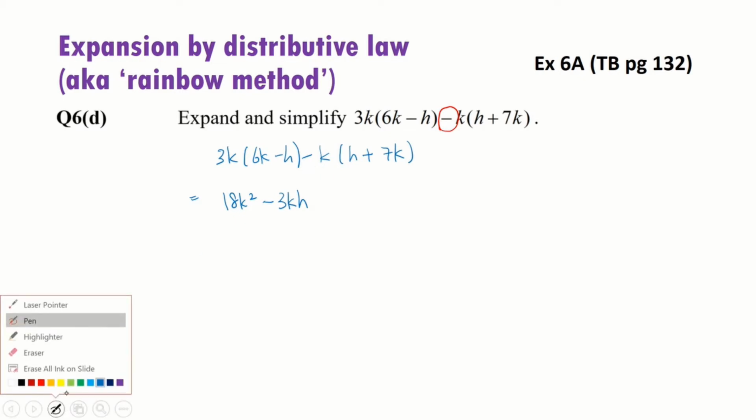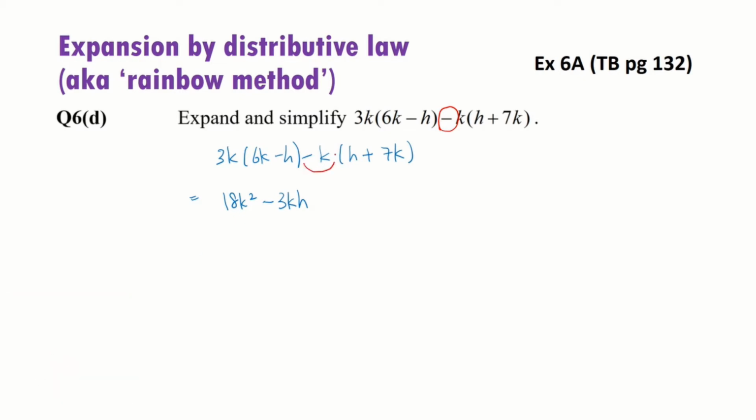What we can observe is that, okay, this is actually an entire minus k. So minus k times h itself, I will get minus kh. Then minus k times plus 7k, I will get minus 7k squared. Okay, so likewise, we rearrange the terms. And then after that, we will get answer 11k squared minus 4kh. Alright.